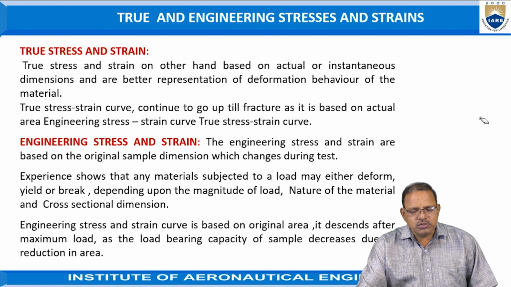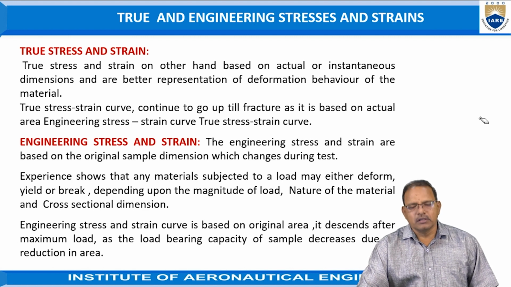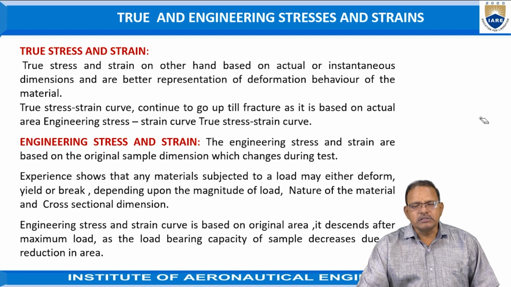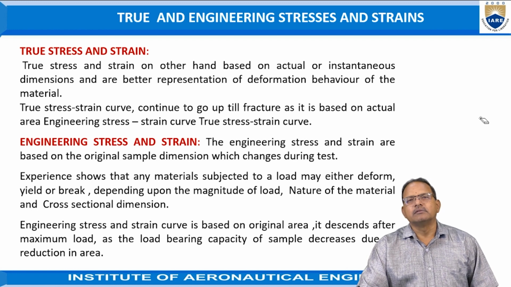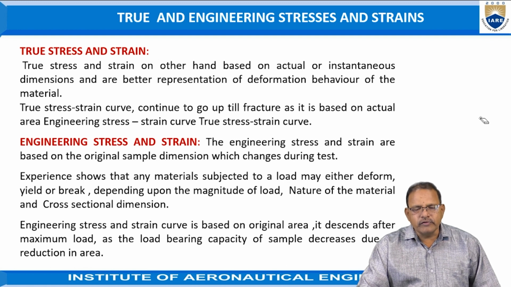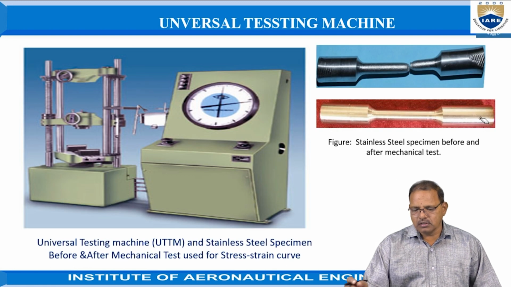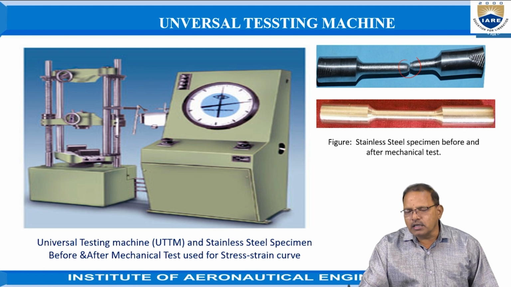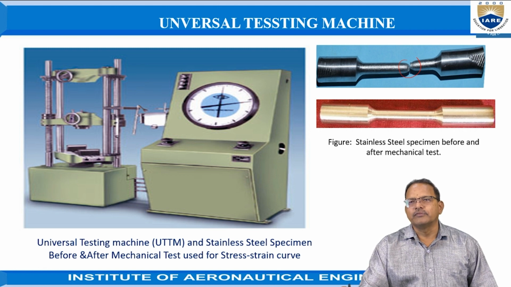Here we are discussing true stress and strain now. Earlier we took stress as force divided by area, where the area of the cross section represents the initial area. But when a load is applied to the specimen, the cross section gradually decreases at every instant, and finally the specimen separates into parts.